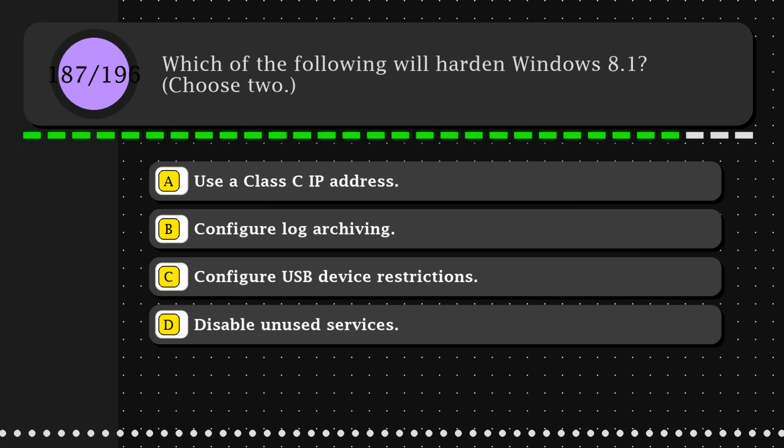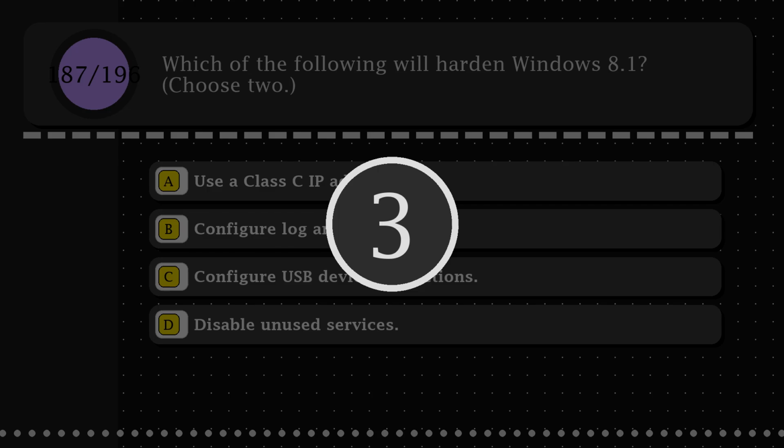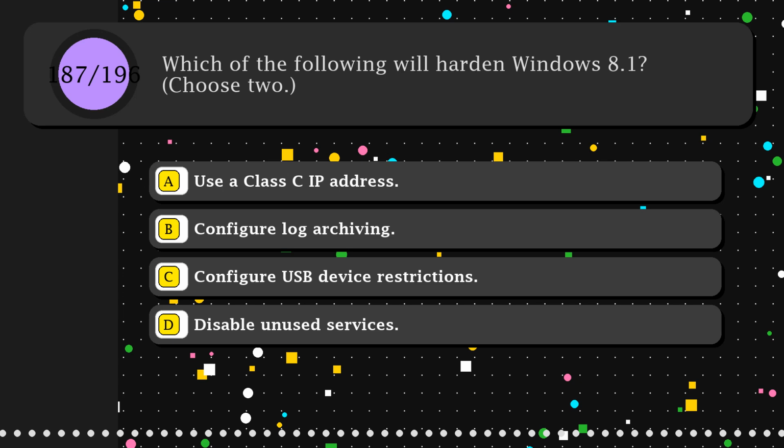Question 187. Which of the following will harden Windows 8.1? Choose 2. Option A, use a Class C IP address. Option B, configure log archiving. Option C, configure USB device restrictions. Option D, disable unused services. The correct answer is option C, D.